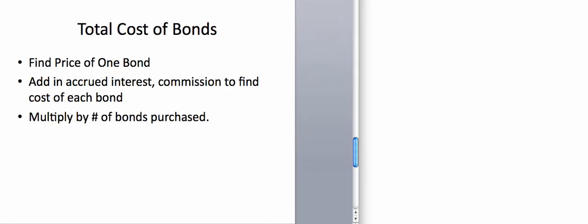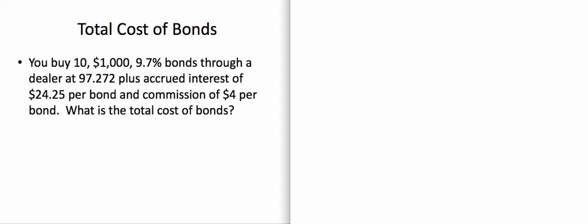Okay, and then the final thing here is finding the total cost of bonds. So we have to find the price of each bond, add any accrued interest and commission to find the cost for each single bond, and then multiply by the number of bonds purchased to get our final answer. So you buy 10 $1,000 9.7% bonds through a dealer for 97.272. That's a selling price plus accrued interest of $24.25 per bond, plus commission of $4 per bond. So what's the total cost of all the bonds he bought?